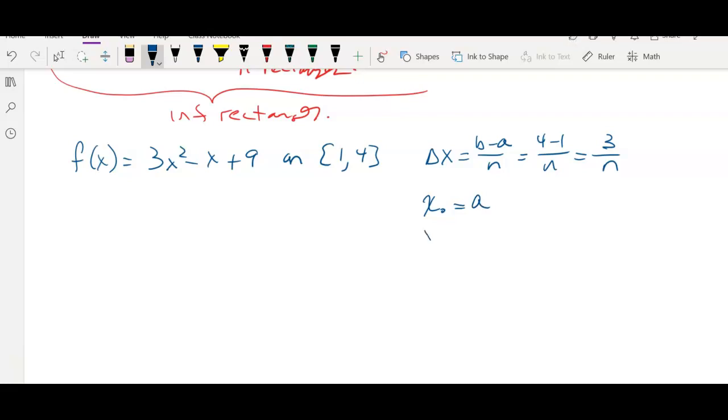Then x1 is simply going to be that value plus delta x. Do you agree with that? You get to the next x value by adding the change in x. So then, how would you get to the next x value? You add 2 times the change in x. Agree? How do you get to the third x value? You start at the initial value and add 3 changes in x. All right, so I can go down and say, how do I get to the ith value?